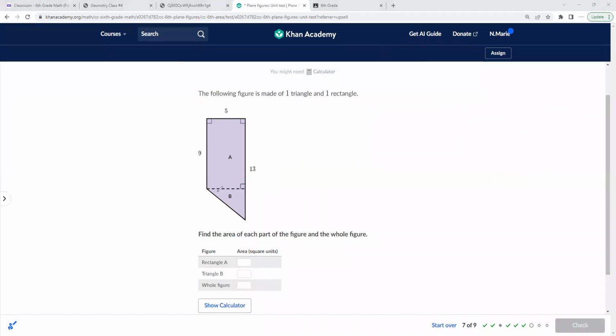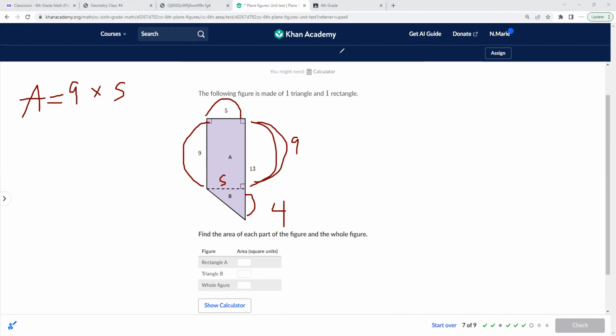So here we want to find the area of this rectangle and this triangle here. So if this entire thing is 13 and this is 9, then this is 9, and then this is 4. And if this is 5, this is 5, because for rectangles, opposite sides are the same. To find the area of a rectangle, it's very easy. It's just length times width. How long it is times how wide it is. And so that's the area for the rectangle.